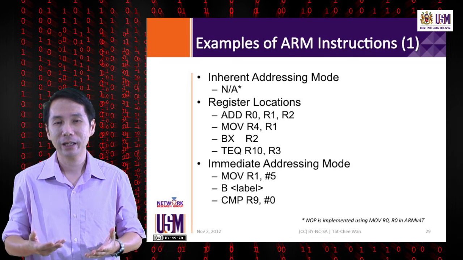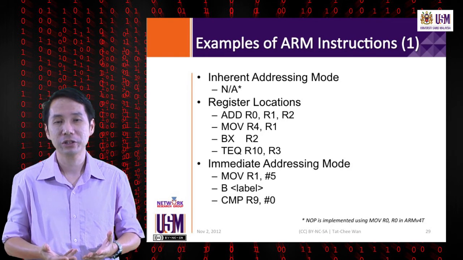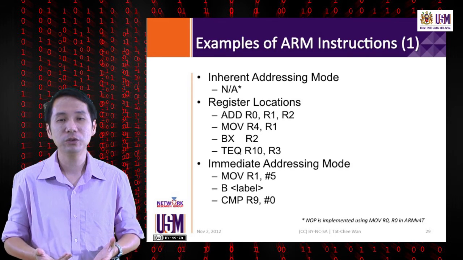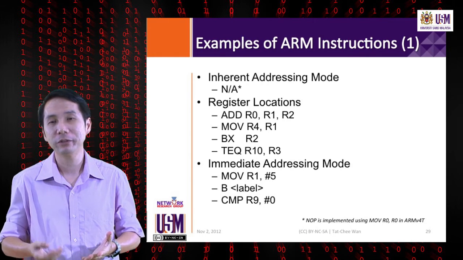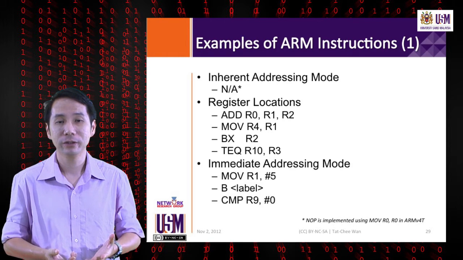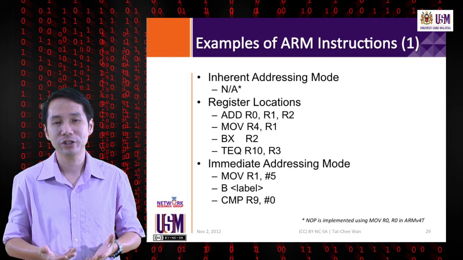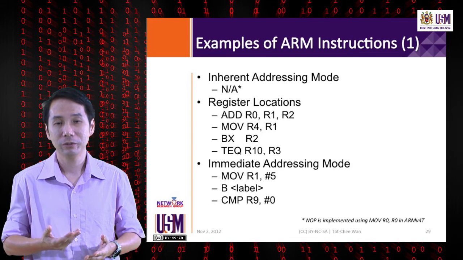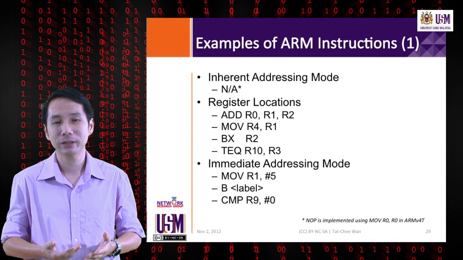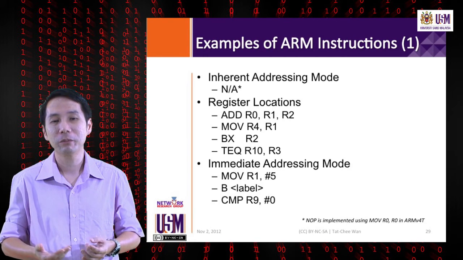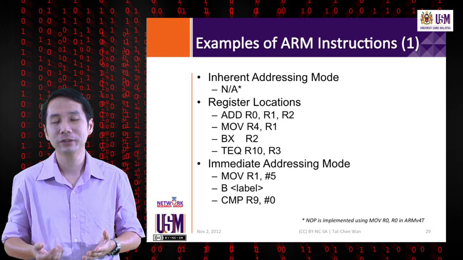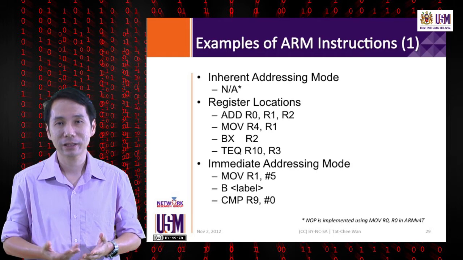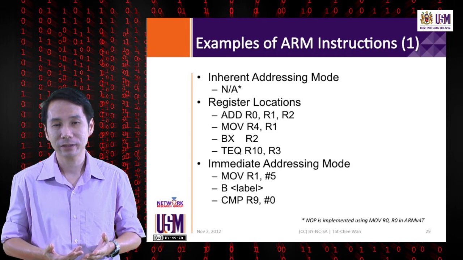The format for ARM instructions is that the first argument to an instruction is always the destination register. The second instruction, move R4, R1, will copy the value in R1 into register R4. The next instruction, branch exchange, BX R2, uses the value in R2 as the address to perform the branch and exchange with. And finally, the test equivalent, TEQ R10, R3, will compare the value in register R10 with the value in register R3 and update the status register flags.